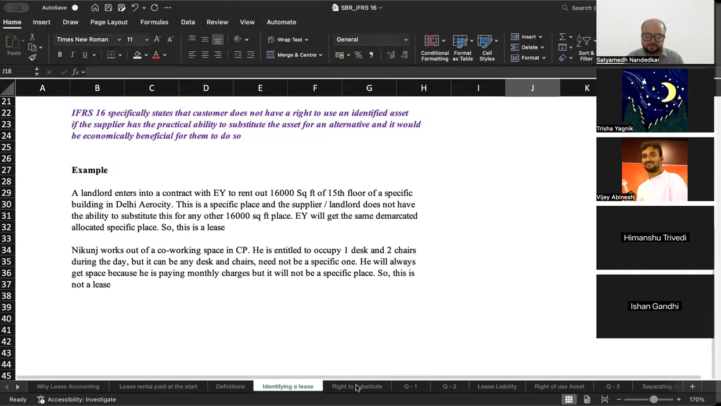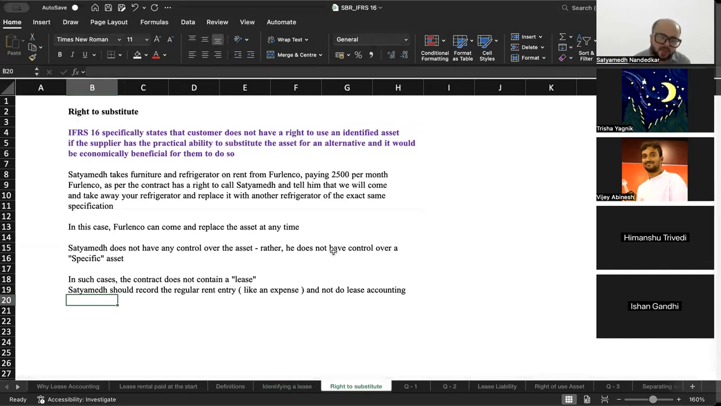Okay, sir. Okay. Now, IFRS 16 specifically states that the customer does not have a right to use an identified asset if the supplier has the practical ability to substitute the asset for an alternative and it would be economically beneficial for them to do so. There are all these online apps and stores like Furlenco and Rentomojo, which basically give assets on rent to people who don't want to buy furniture. So when I shift houses, and I have to shift at least once every 2 years, what happens in that case is that I don't buy furniture. Rentomojo comes and it gives me furniture, or Furlenco comes and it gives me furniture against a specified rent every month.